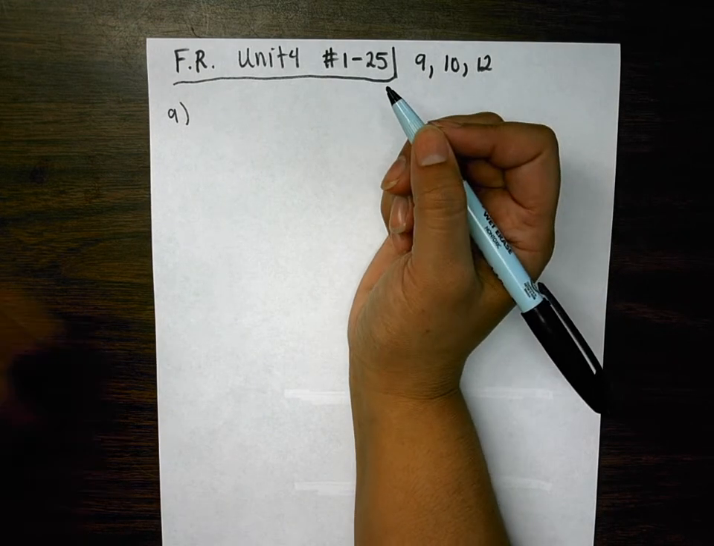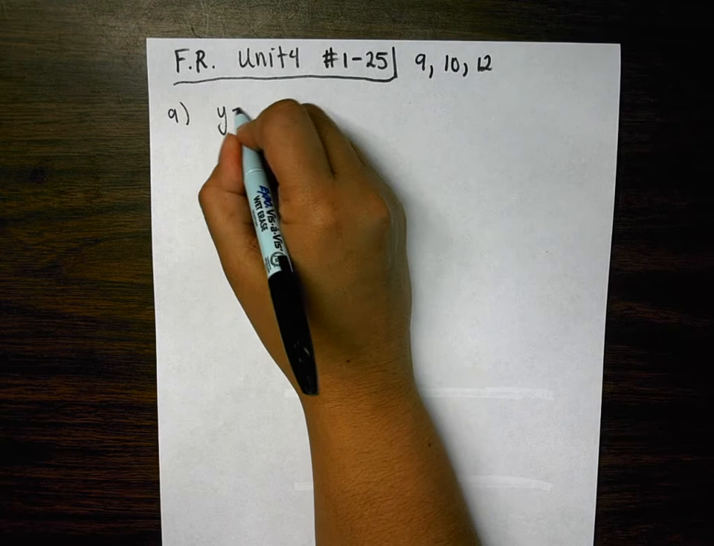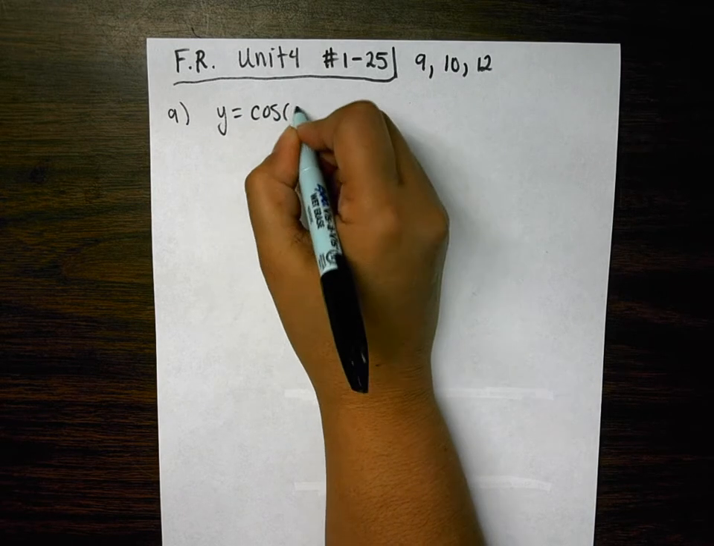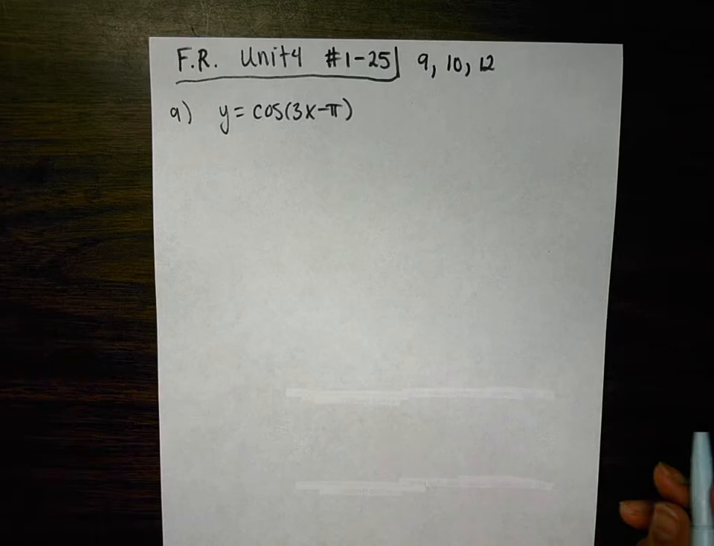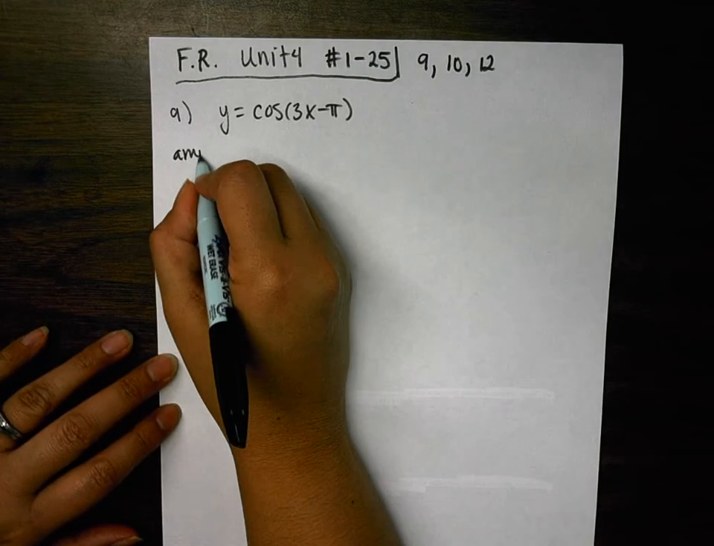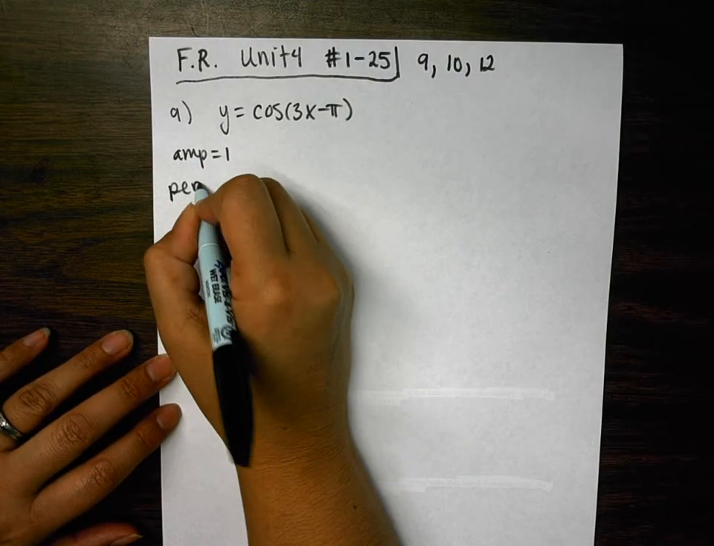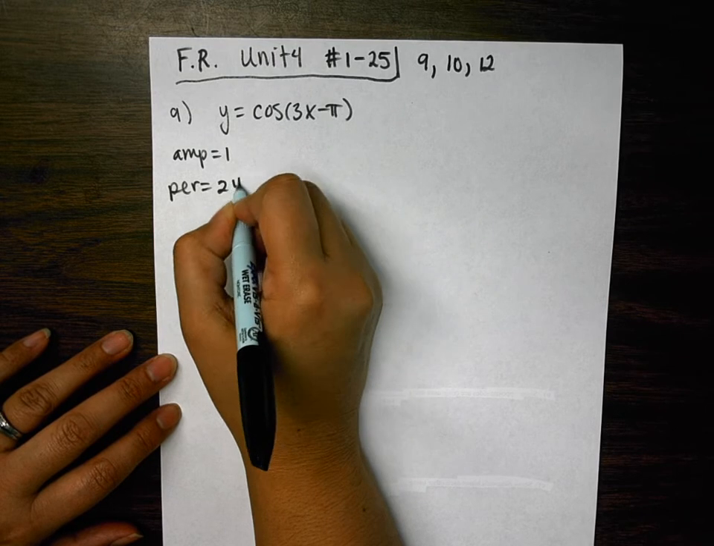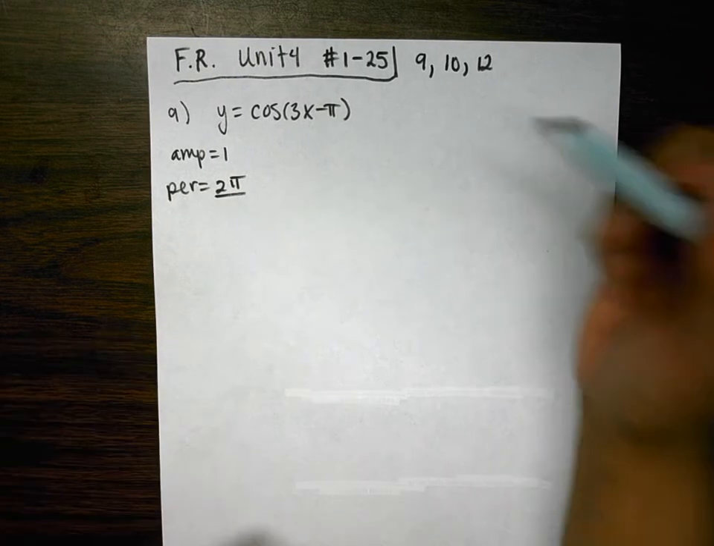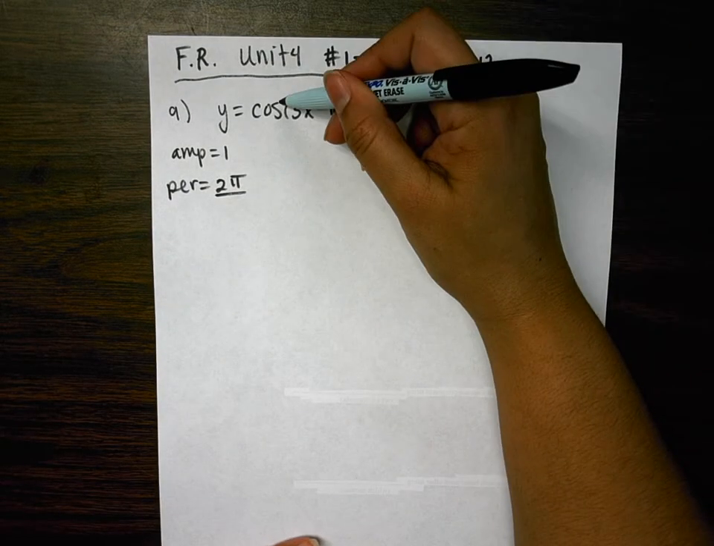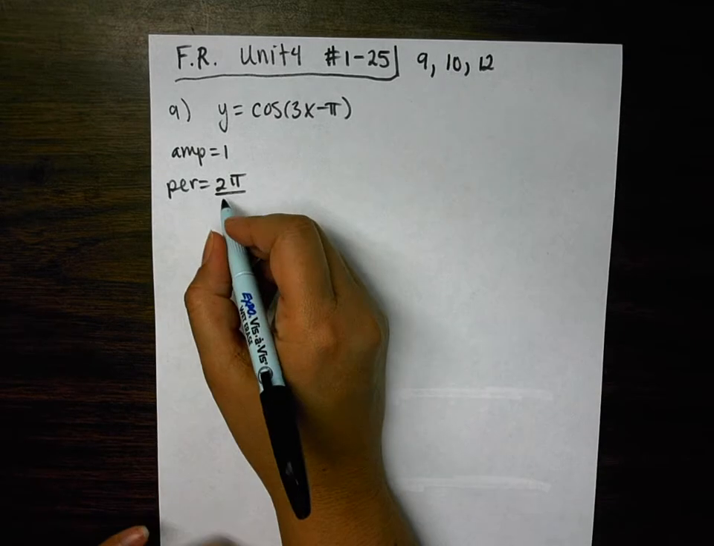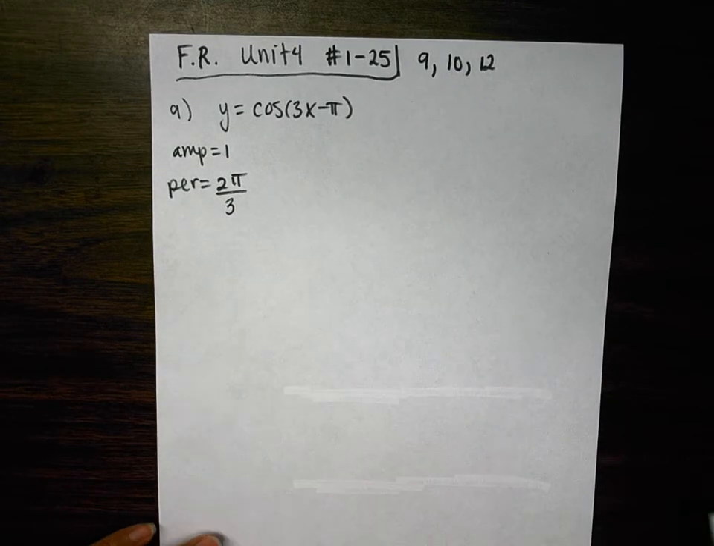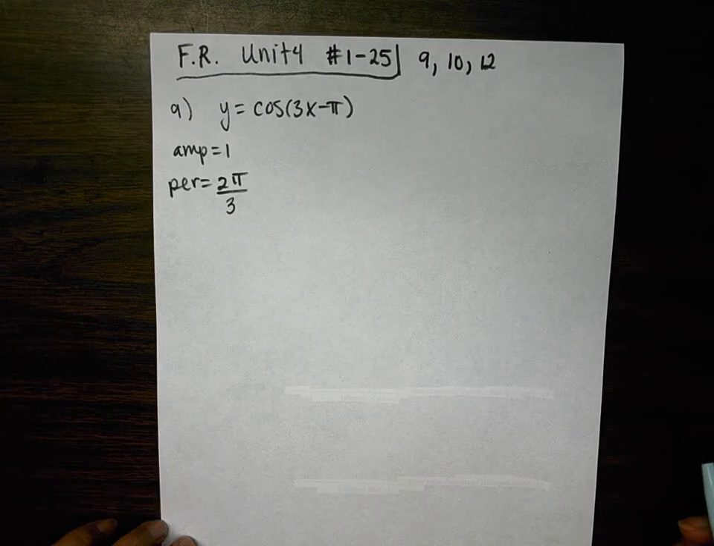y equals cosine 3x minus pi. Is that correct? All right, what is the amplitude? Period: 2 pi over b, b being the coefficient of x. Sometimes it's factored out, sometimes it's left in. What is b in this case, and it's not 1? 3. 2 pi over 3 is your period length.